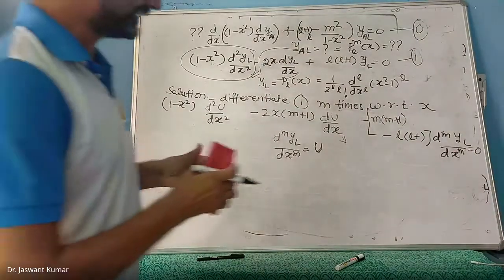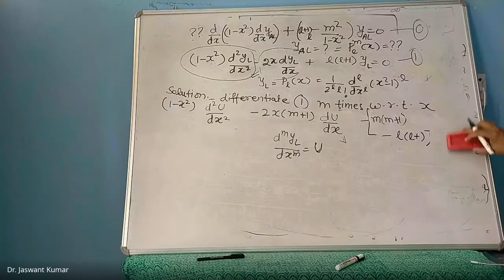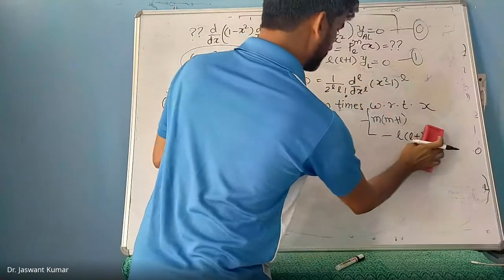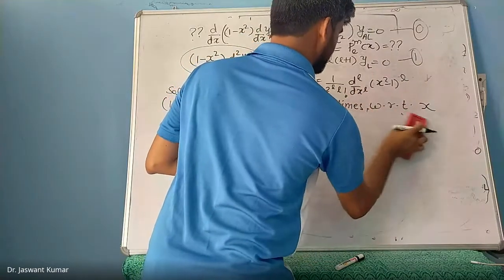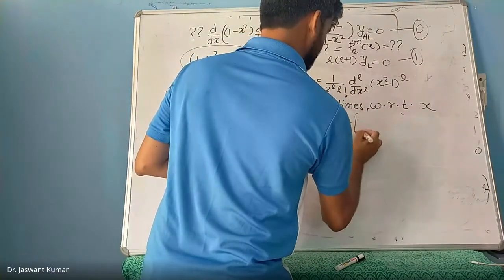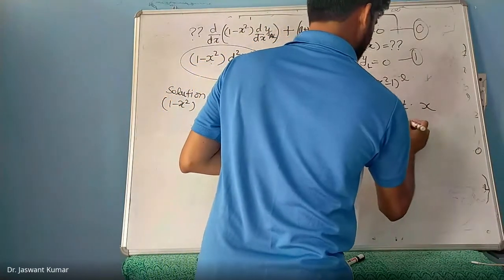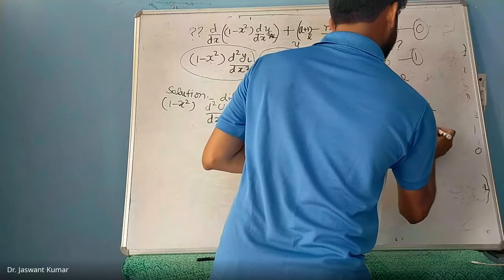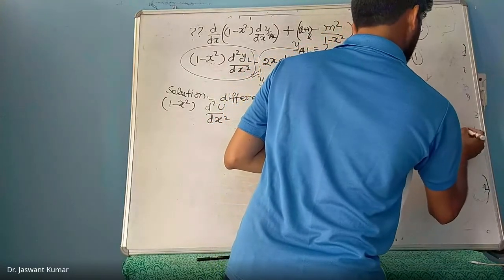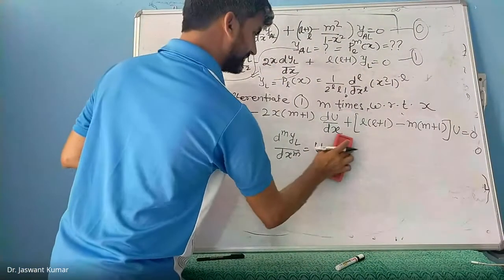Okay. Similarly, I remove this dm yl by dxm from here and write a u. And this I write a bit properly. So I write it like plus L into L plus 1 minus M into M plus 1 times U is equal to 0. So tell me if I made some mistake or is it alright?